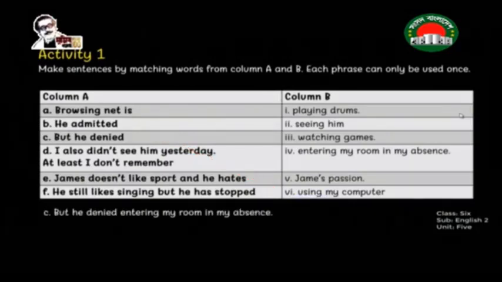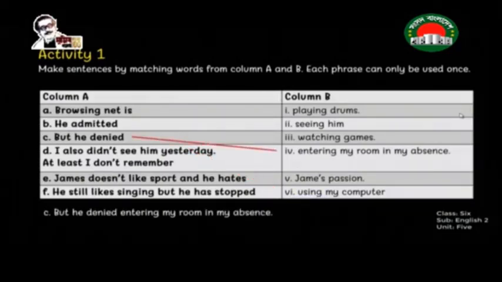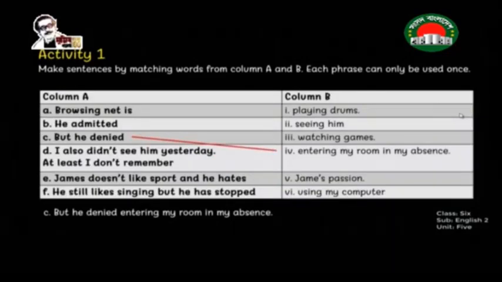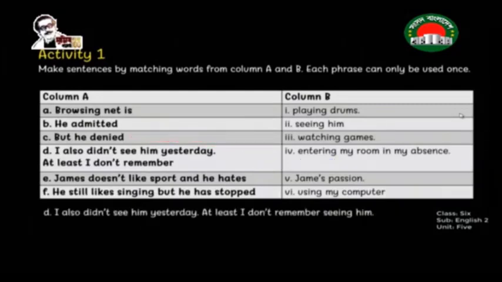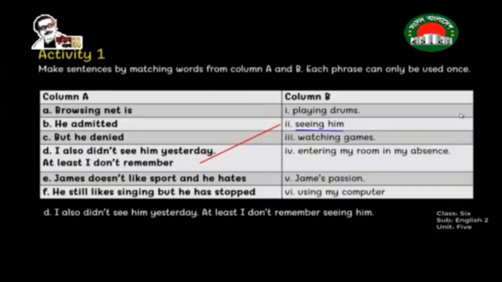But he denied entering my room in my absence. He denied. Denied what? Entering my room in my absence. So entering is an activity. At the same time, it's an object. I also didn't see him yesterday. At least I don't remember seeing him. Seeing him, ing verb, and it is an object.